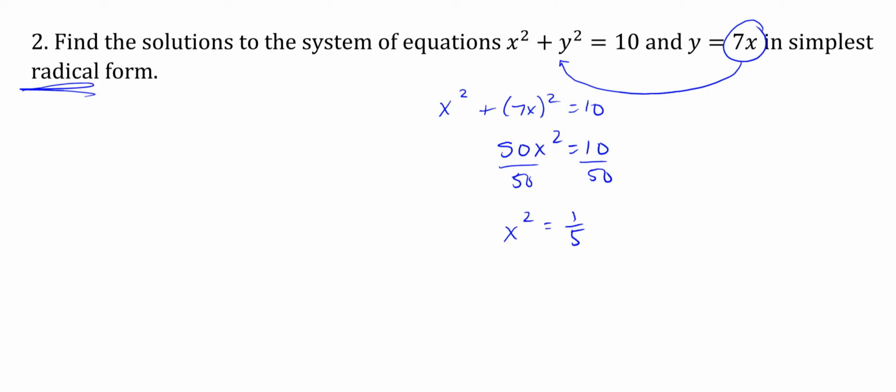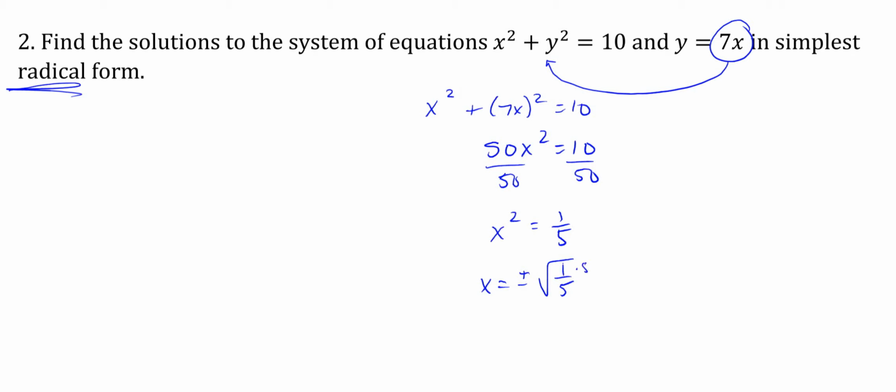I'm going to reduce that. I'm not going to leave it as 1 over 50. Then I could square root both sides. So I have x equals plus or minus the square root of 1/5. Now I don't want that. I want it to be in rationalized form because it just makes everything easier. So I'm going to multiply by 5 on top and bottom. So that's going to give me plus or minus the square root of 5 over 5.